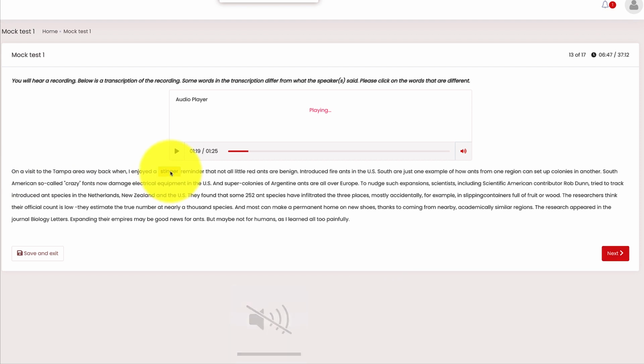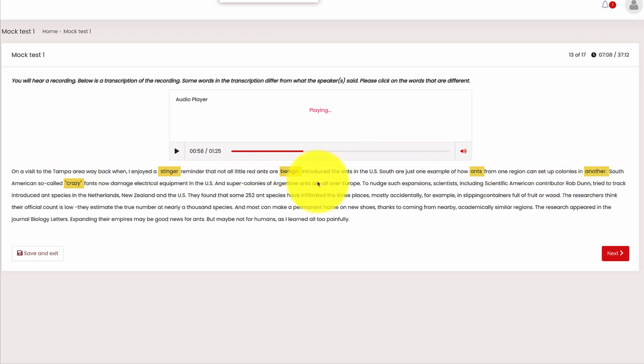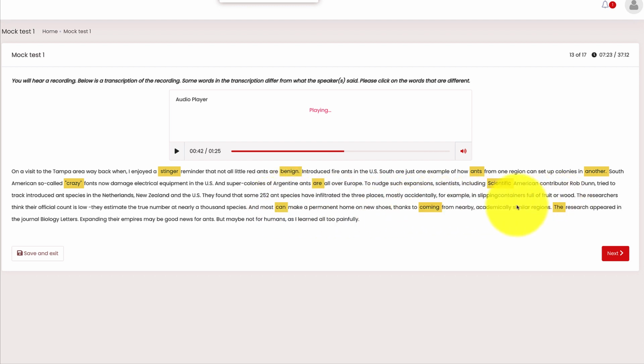Now, I clicked on this word stinger here because the speaker said stinging. So in this question, I have to listen to the speaker and read at the same time. Whenever I find a word which is different from the word mentioned by the speaker, I have to click on that one. I can click as many words as I find different. In a way, I'm highlighting words which are incorrect as per the recording I'm listening to. If I think I have clicked on the wrong word, I click it again and it will be unhighlighted. Just like this.